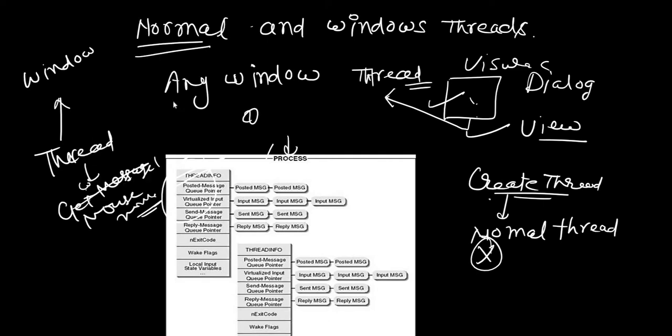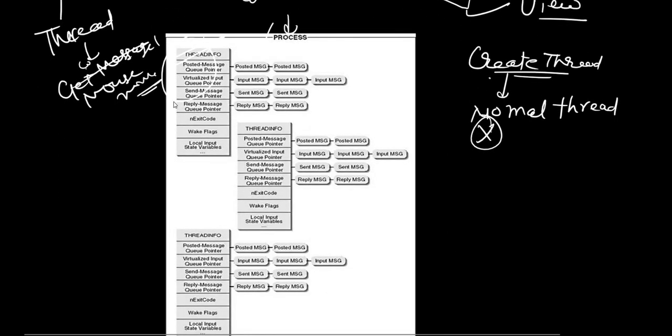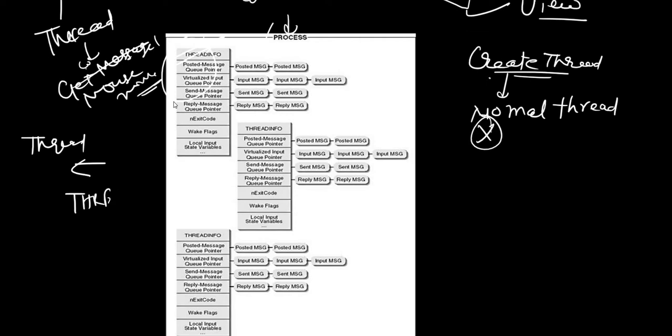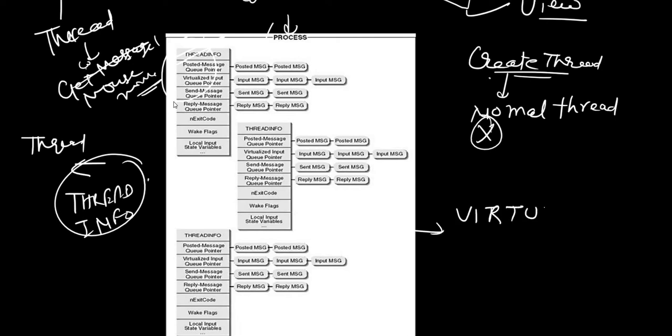You can see in this image that we have a thread info structure. This thread info structure is created and it gets associated with the thread which was created. It contains the information. What information does it contain? It contains a virtualized input queue. IQ means input queue. So what is this virtualized input queue?